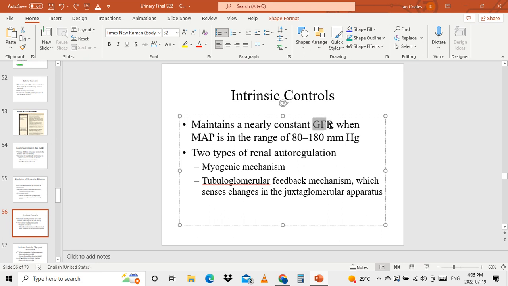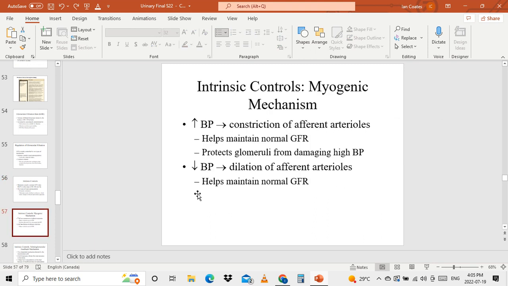As well, what does GFR stand for? I'm not going to go into anything too crazy. Tubuloglomerular feedback mechanism: forget about it. I'm not testing you on it. So let's move on, shall we?